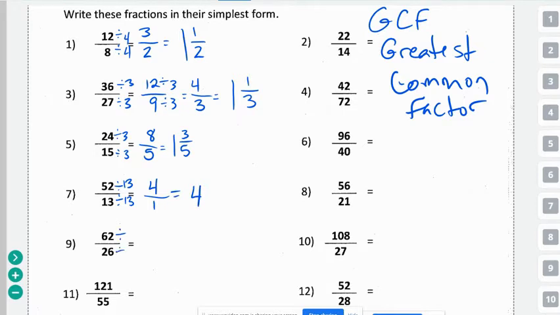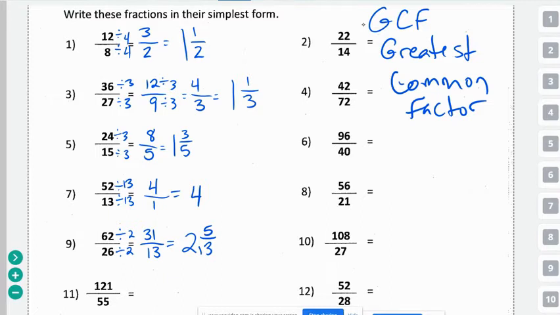62 over 26, they're both even. So I'm just going to say they're both definitely divisible by 2. 62 cut in half or divided by 2 is 31. And 26 divided by 2 is 13. I think that's it. That is as simplified as it can go. Now we're going to convert it to a mixed number. 13 can go into 31 twice because 13 times 2 is 26. And then 27, 28, 29, 30, 31 with 5 left over.